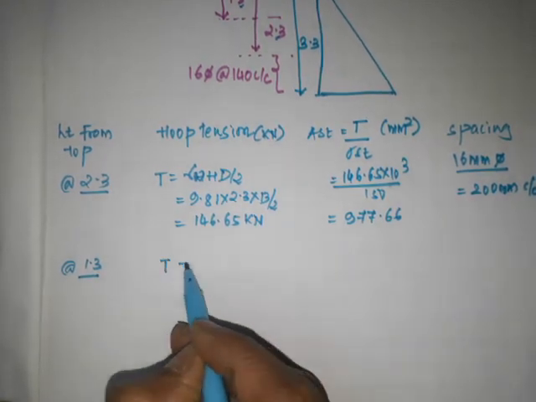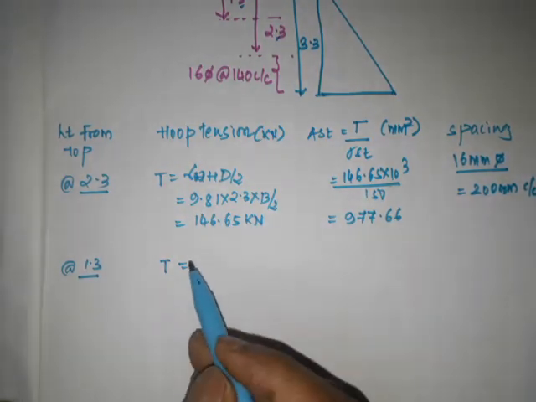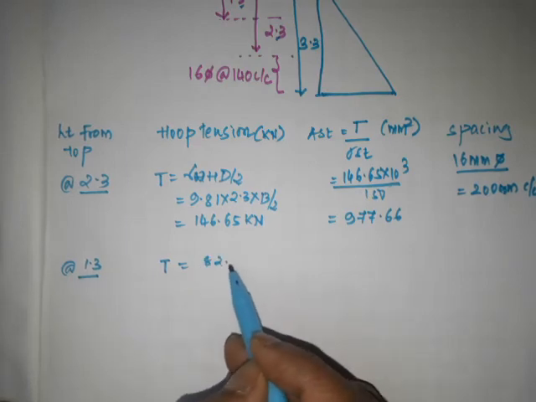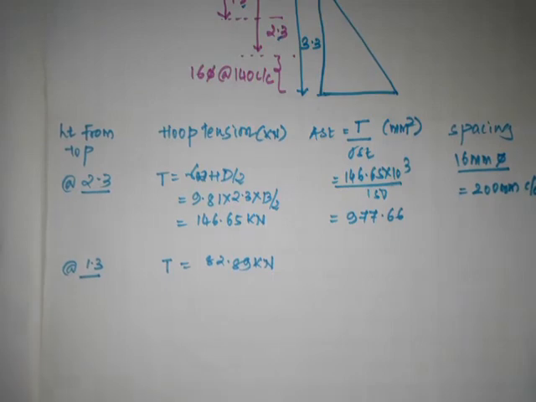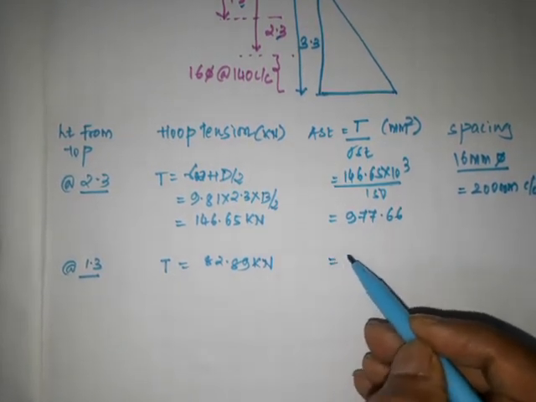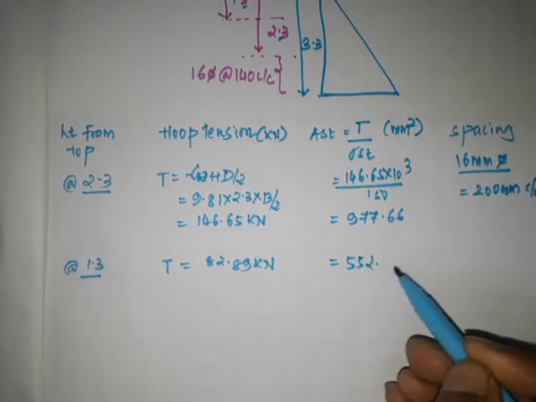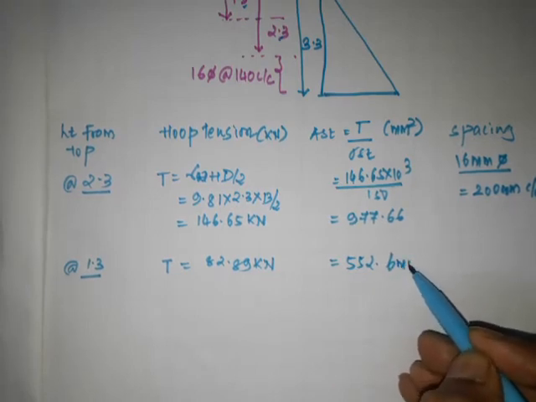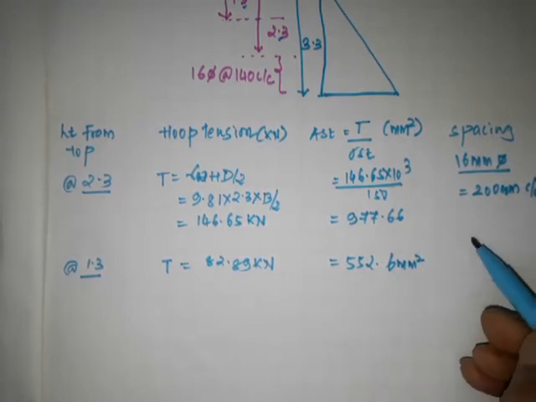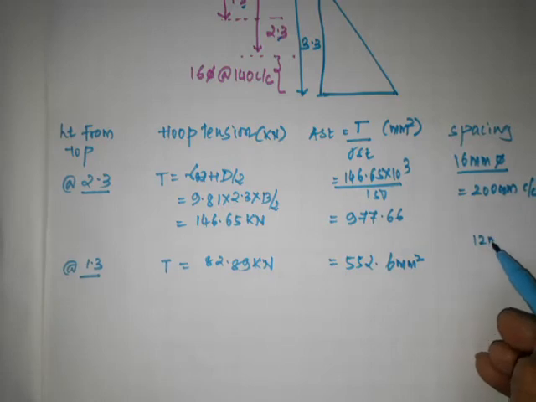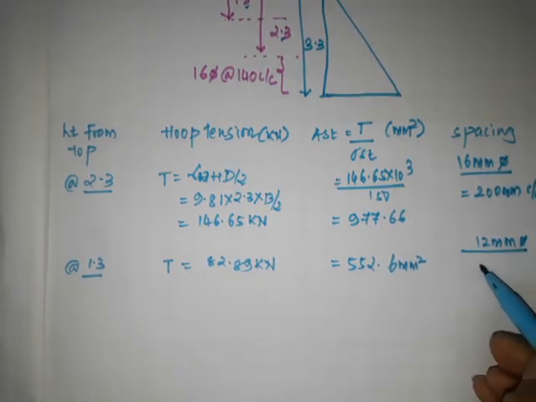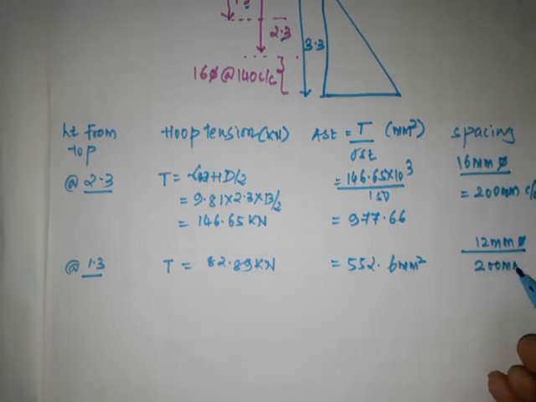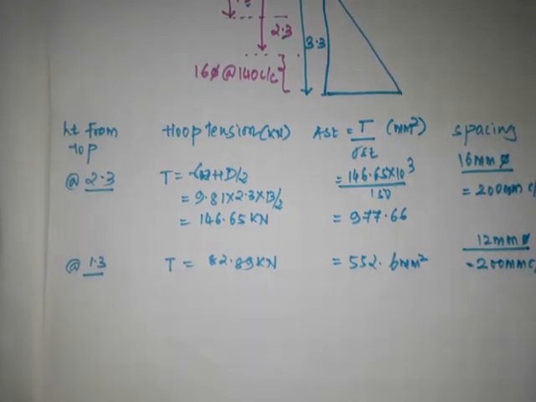So again you have to find T by using the same formula. So we will get here 82.89 kilonewton. And the area will be 552.6 mm square. So I have assumed 12 mm dia. For 12 mm dia we get the spacing again as 200 mm center to center. Okay, so are you getting it now?